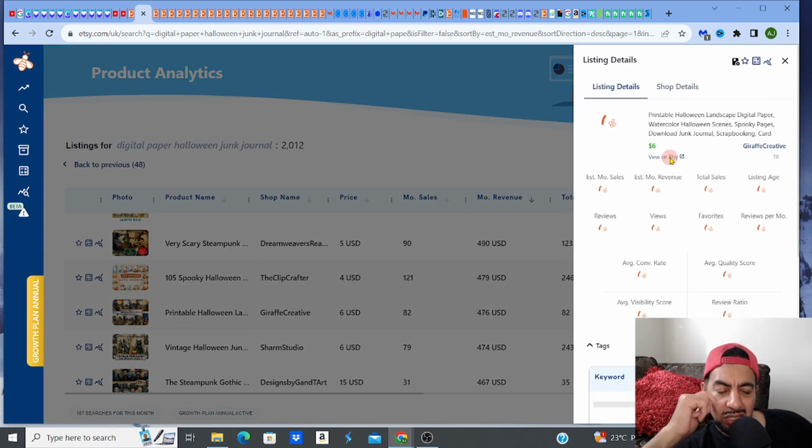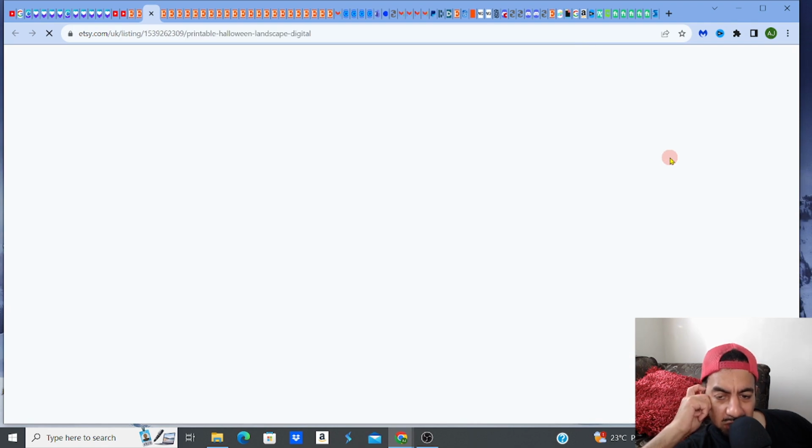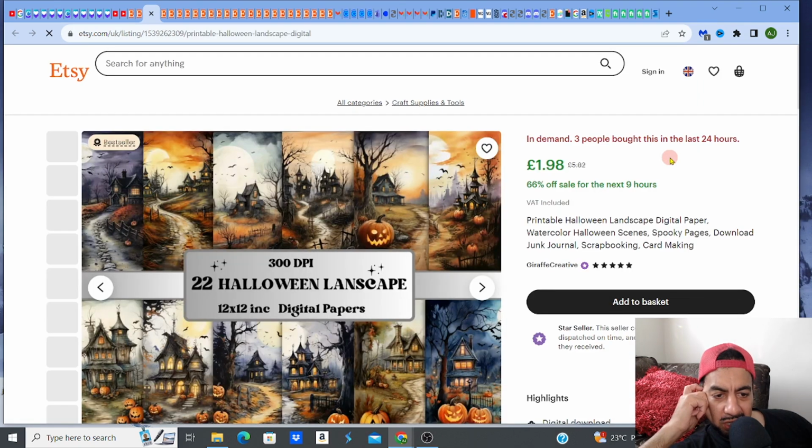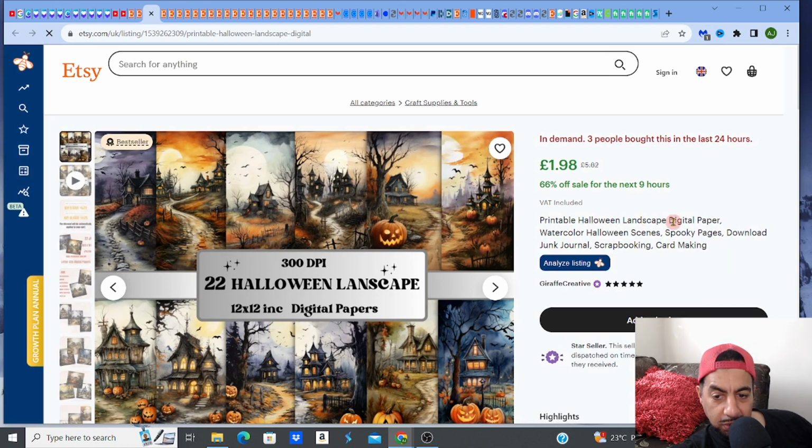Now I'll tell you one thing, they've got keywords on, because I know that these keywords are important that they're ranking for. Check this out. They've got printable Halloween landscape digital paper, watercolor Halloween scene, spooky pages, download. Junk journal is quite big, right? Scrapbooking is quite big, and card making is quite big.